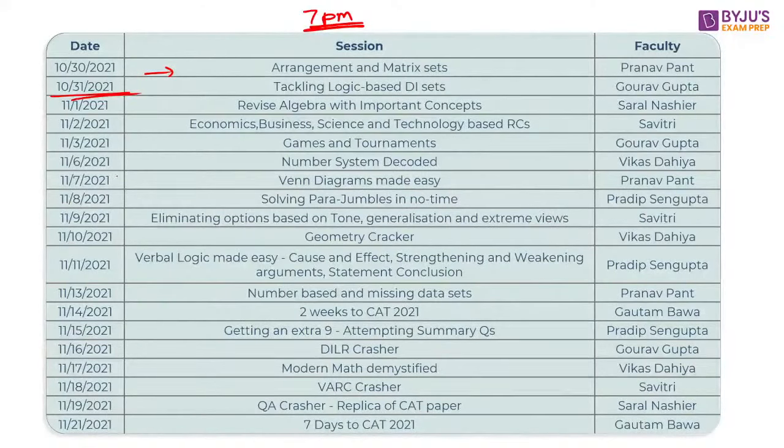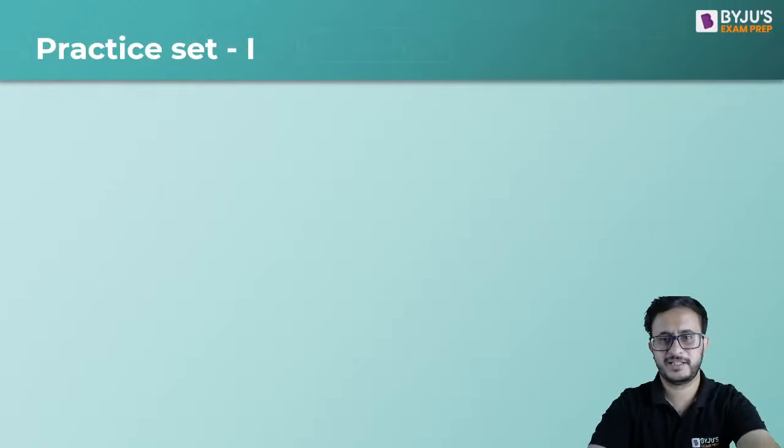And I'll be coming live on the 7th with Venn diagrams. I'll have one more on number based and missing data sets on the 13th. And today I have arrangement and matrix based sets. All right, so let's begin today's class. Let's start with the first set of the day. I hope all of you are waiting for this session eagerly.